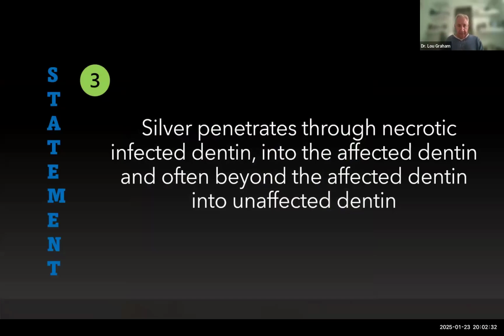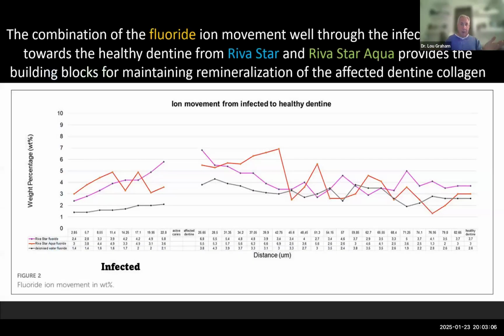The third statement is that silver will penetrate through the necrotic infected dentin, which is the soft dentin, then into the affected dentin, which is usually the leathery dentin. Some of it may be stained dentin. And after the affected dentin, it can go beyond that into the unaffected dentin or the healthy dentin. So it penetrates through infected to the affected and can penetrate into the unaffected. And this is why the remaining dentin thickness is so important.